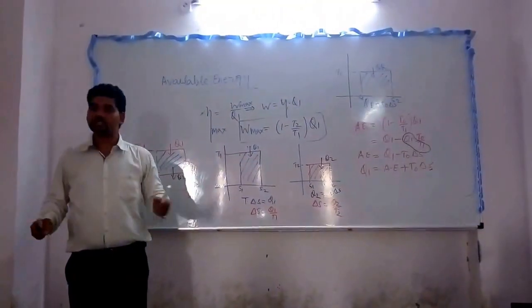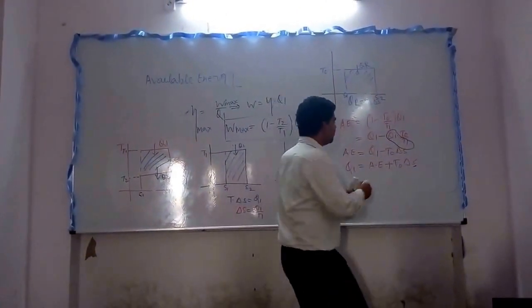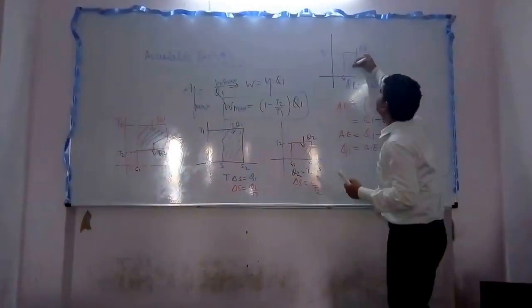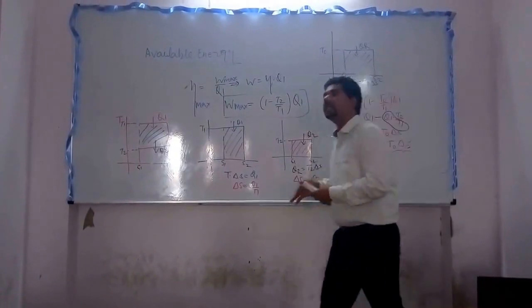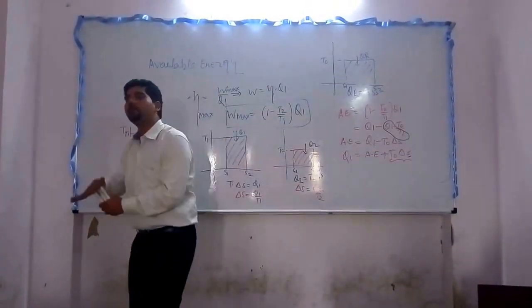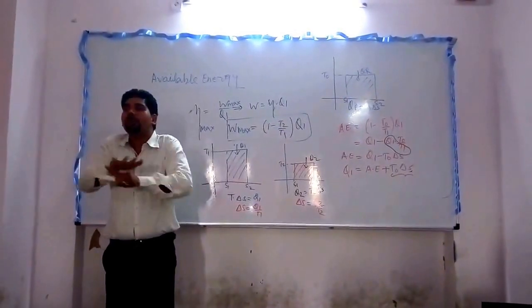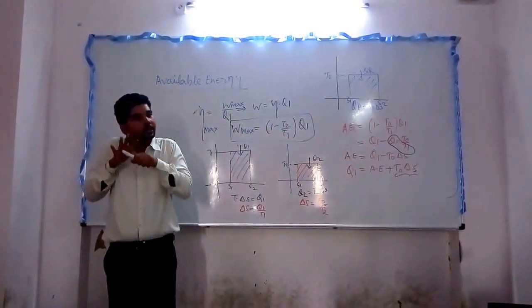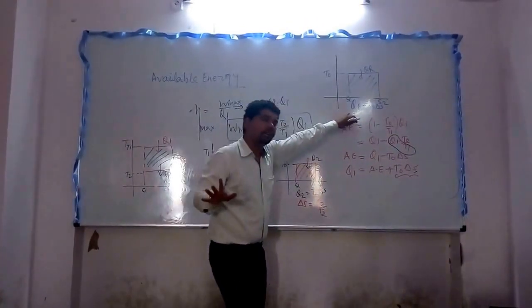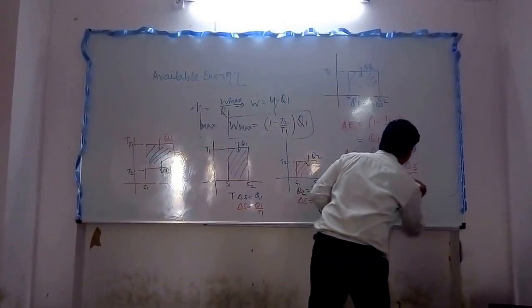This T naught into delta S. Right now, this T naught into delta S is the area under the curve below the atmospheric temperature line. If ever he is asking for the area under the curve below the atmospheric temperature line, always give unavailable energy. The energy which we cannot utilize is known as unavailable energy. Clear? So this area under the curve is known as unavailable energy.